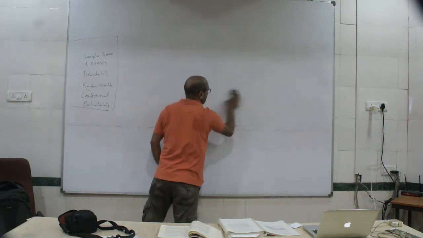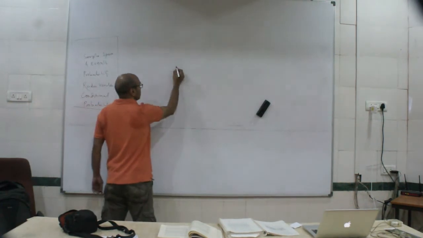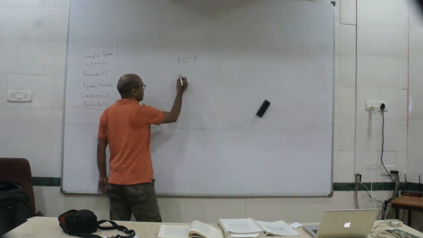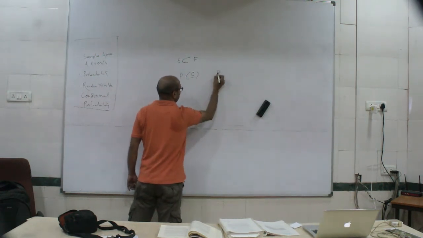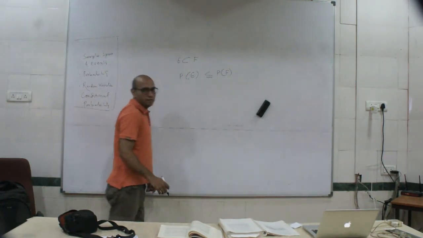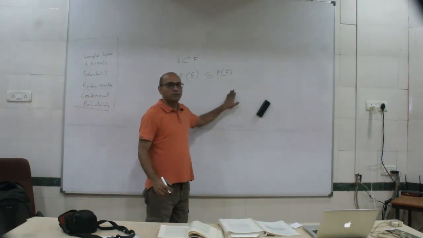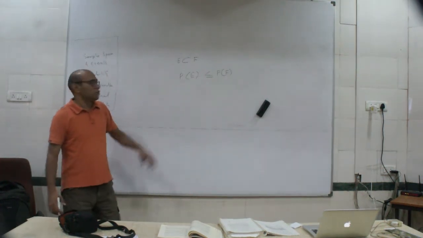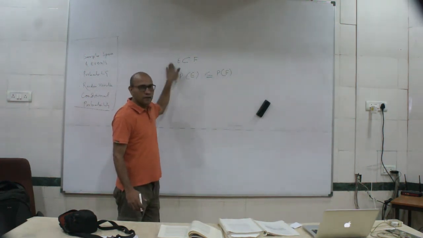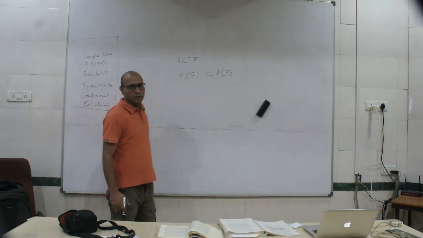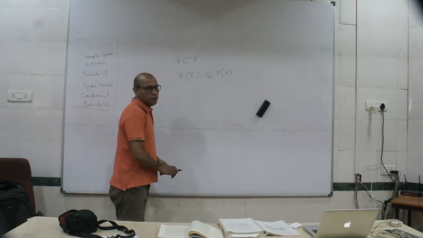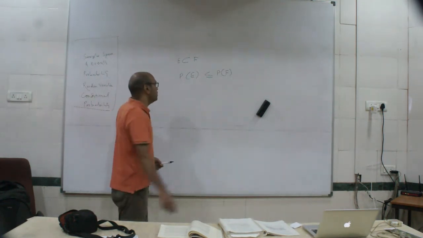Now, if E is a subset of F, then what can we say about probability of E and probability of F? Less than or equal. Probability of E is always smaller than or equal to probability of F, because E is a subset of F. When something is a subset, E contains elements of F, or E is F. Subset is a smaller set or equal to F, right? So if E is equal to F, then probability of E is equal to probability of F, right? But in all other cases, it is always smaller than probability of F.